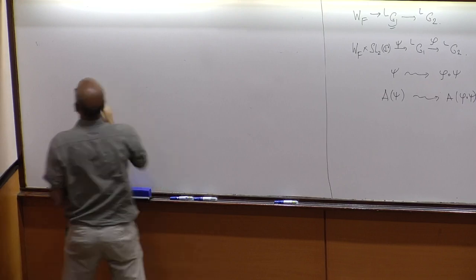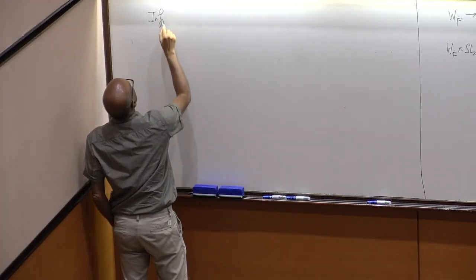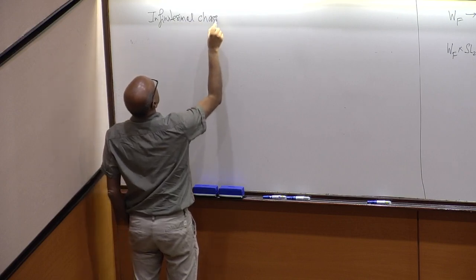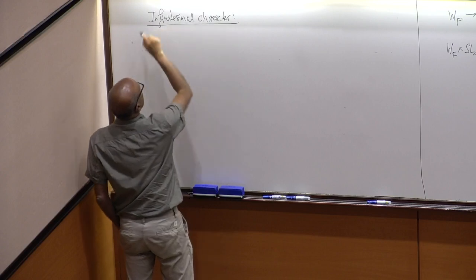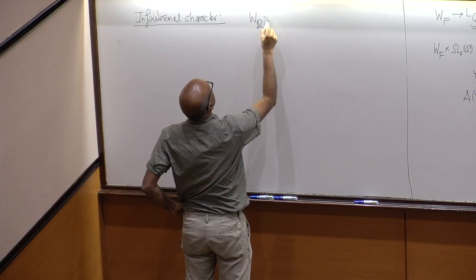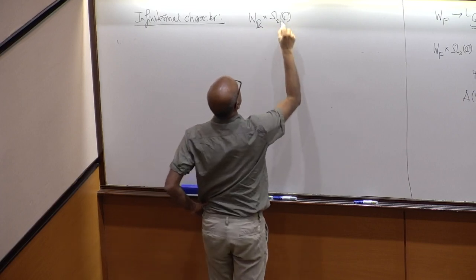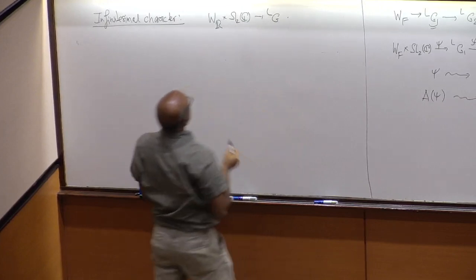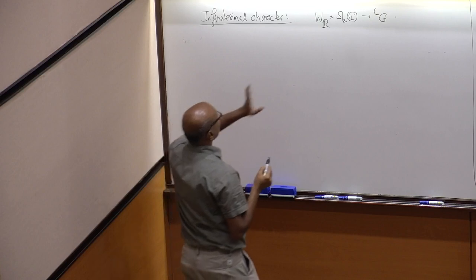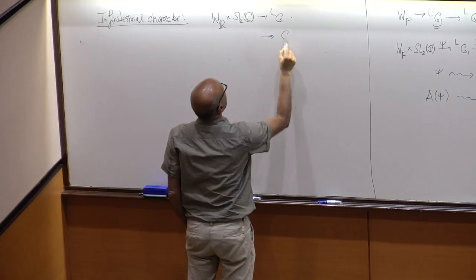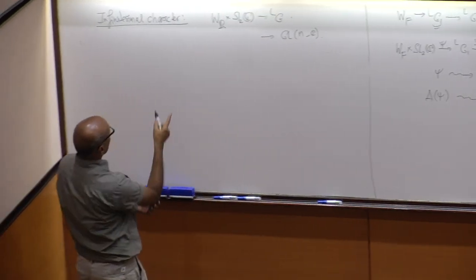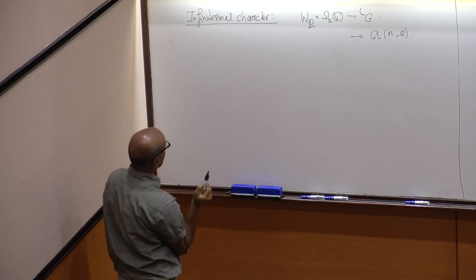So I want to say a few words about infinitesimal character. In general, of course, we want to understand the infinitesimal character for a parameter like this to LG. But as I said, that we don't want to worry about too much, and I will just content myself by defining, for such a parameter, what is the notion of an infinitesimal character.